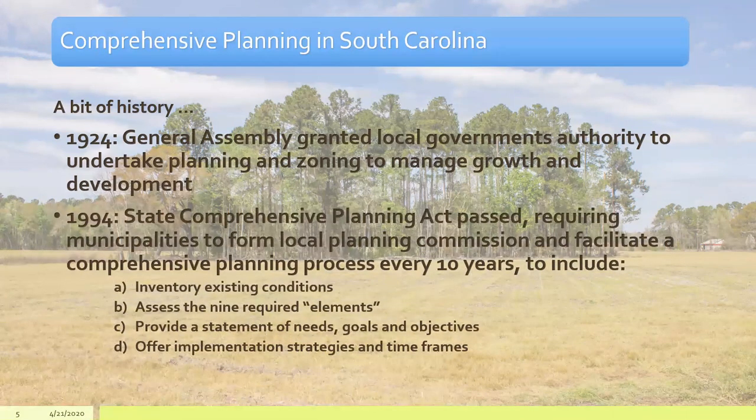In 1994, the State Comprehensive Planning Act was passed, requiring municipalities to form local planning commissions and to facilitate that comprehensive planning process every 10 years. In so doing, that process needs to include an inventory of existing conditions. Again, what we are doing here today, what we're reviewing. And that is going to assess the 9 required elements that South Carolina established, which we will go over. It needs to provide a statement of needs, goals, and objectives in the community, which we will be working to establish with you. And finally, it needs to offer implementation strategies and timeframes to accomplish those goals and objectives.